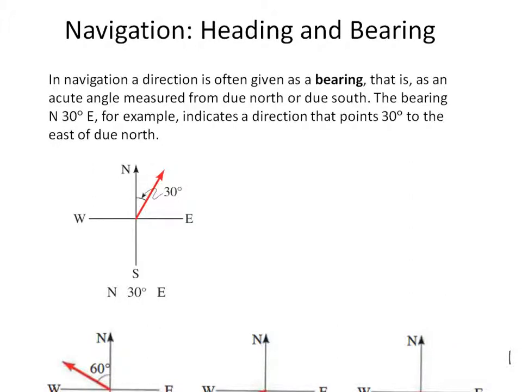A common application of the law of cosines is in navigation. First, we need to define how direction is given as a bearing in navigation. So we start as if we're traveling directly north or directly south, and then we take an angle off to the east or west from there. For example, my first picture here shows north 30 degrees east because it starts out going north and then we veer off 30 degrees to the east.